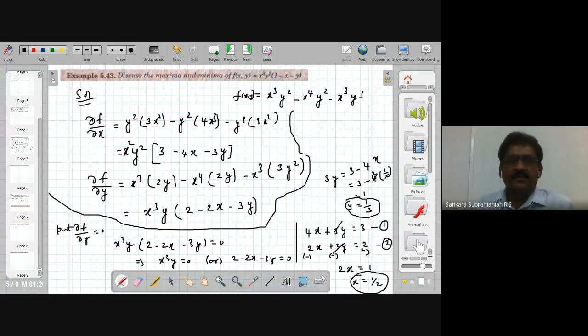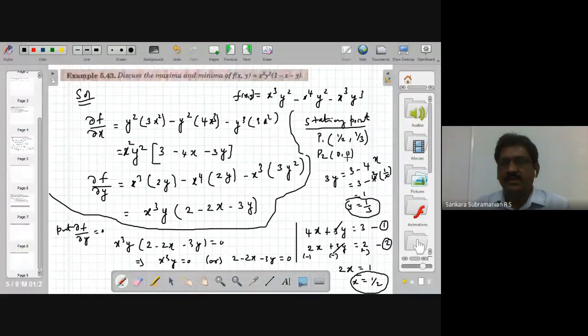So the stationary points will include x equal to 0, y equal to 0. There are so many saddle points there, actually. So can you tell me what are the stationary points? The point to be taken care of for discussion is this one particular point. So the stationary points: let us take P1, x is 1 by 2, y is 1 by 3. P2 is obviously known, the origin, 0, 0.